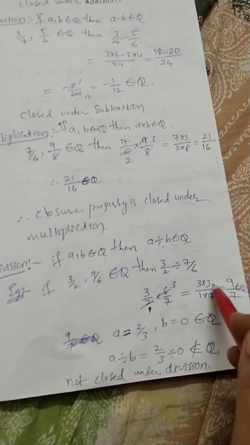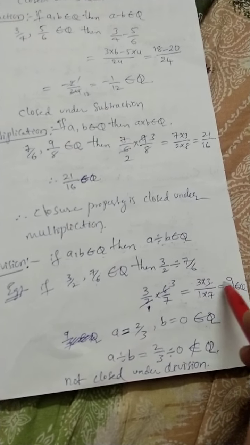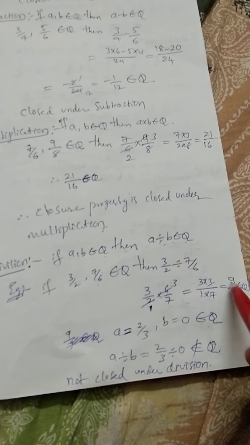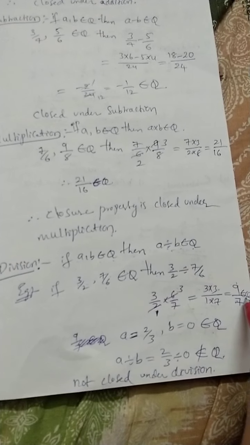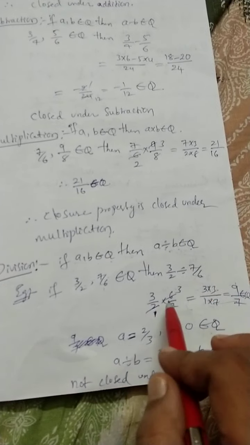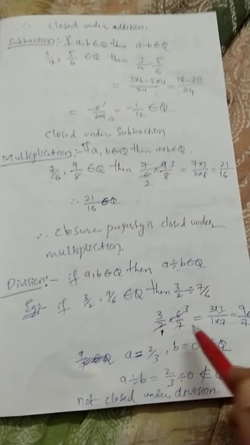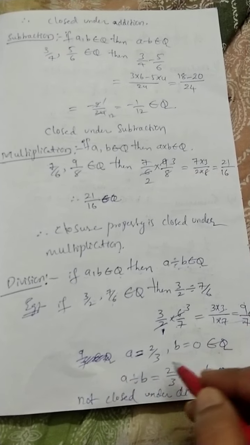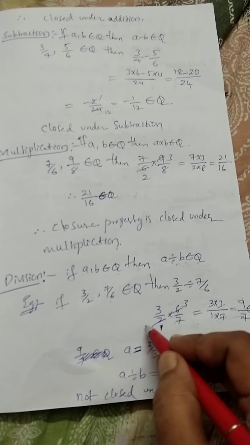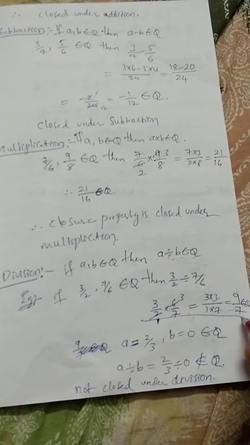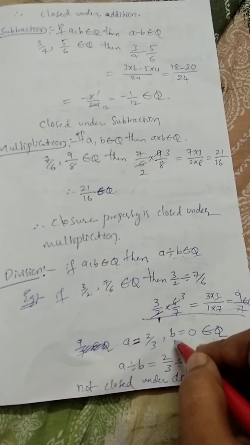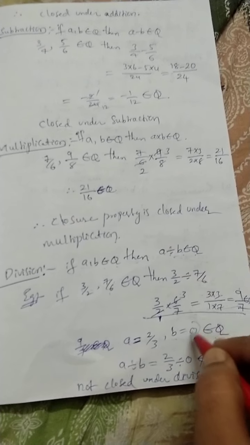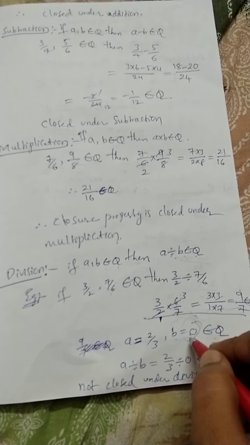Now 3 into 3 divided by 1 into 7, that is 3 3s are 9, 9 by 7. 9 by 7 is also a rational number. Okay, but in a few cases it will not satisfy. What is that case? I will explain that also. So in this case it is satisfied, but in this case, see, rational numbers also have 0, so you should take that condition also.